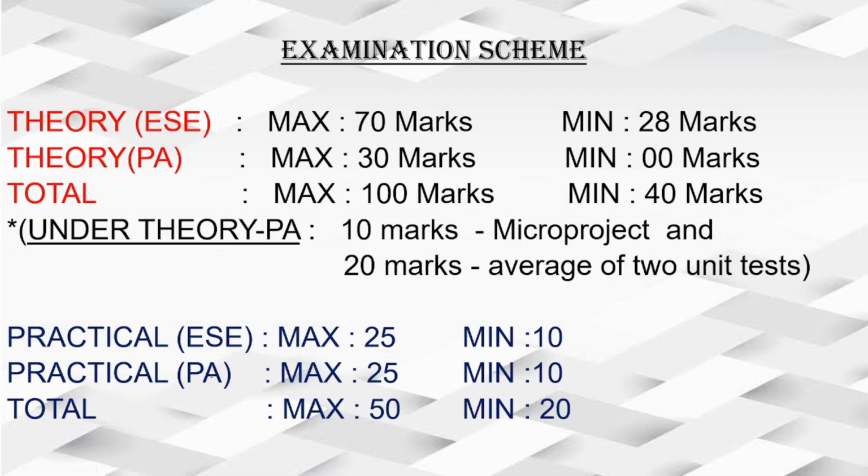Then practical PA. In practical PA, whatever lab manual you write, meaning whatever practicals you write in the full year, will be converted into 25 marks, and in that also you should get minimum 10 marks for passing. See, these marks are in your hands, depending on how you write the practicals. If you write them neatly, you will get full marks. So there are maximum 50 marks for practicals, and in the practicals you should get minimum 20 marks for passing.